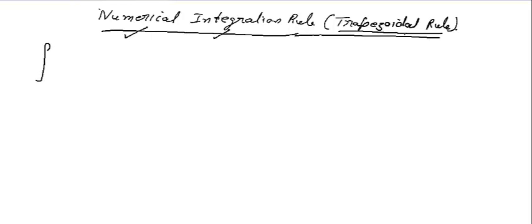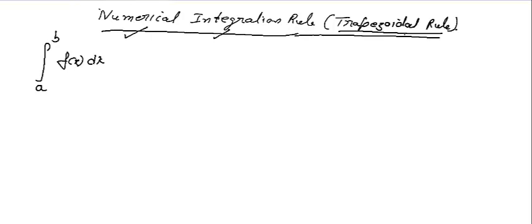You know that if you want to find any integration, it is always from a to b. There will be some function f(x) and dx. So this is a definite integration, meaning limits are there. And if I am not wrong, you must be aware of the basic meaning of integration. It is the area under the curve.